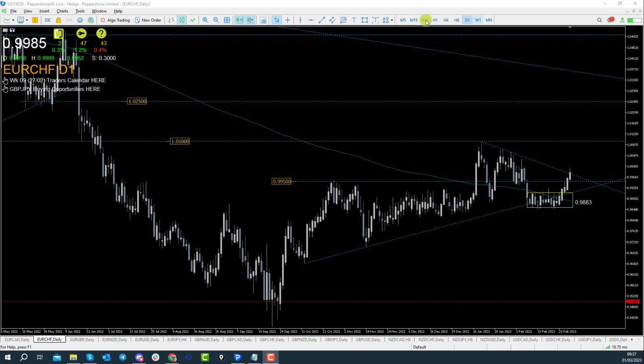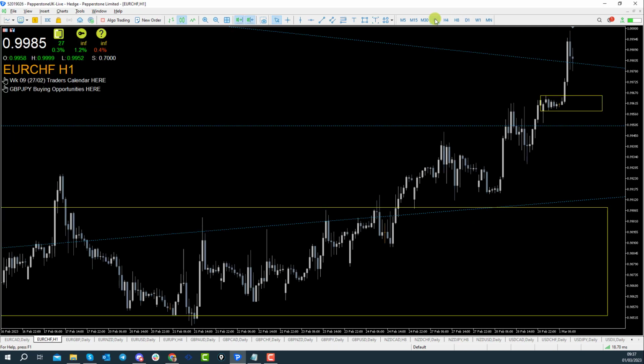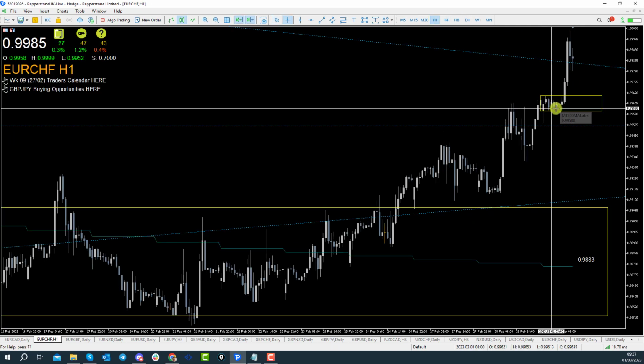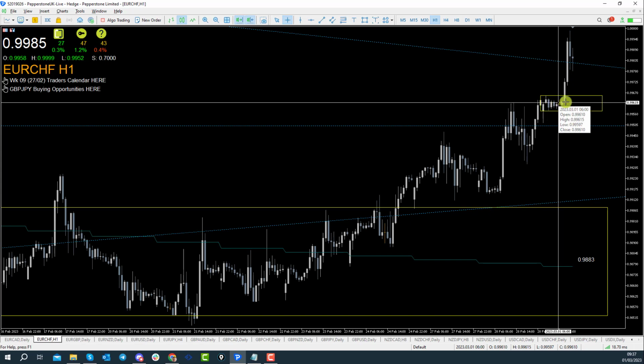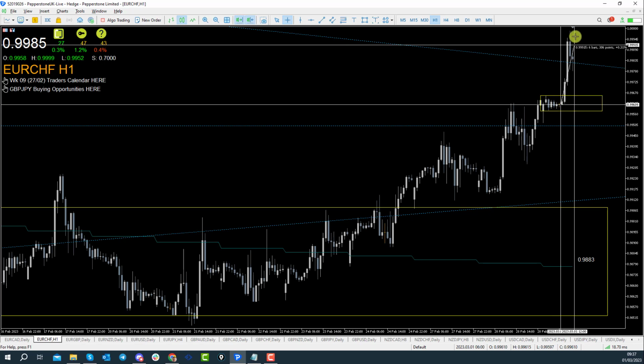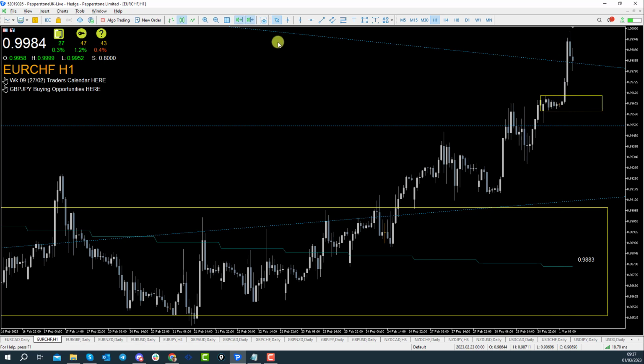Now, day traders may want to look for a different opportunity. If I just go down to the hourly time frame, you can see that there was this minor consolidation that formed around about the 0.9960 handle before price rallied over 40 pips.